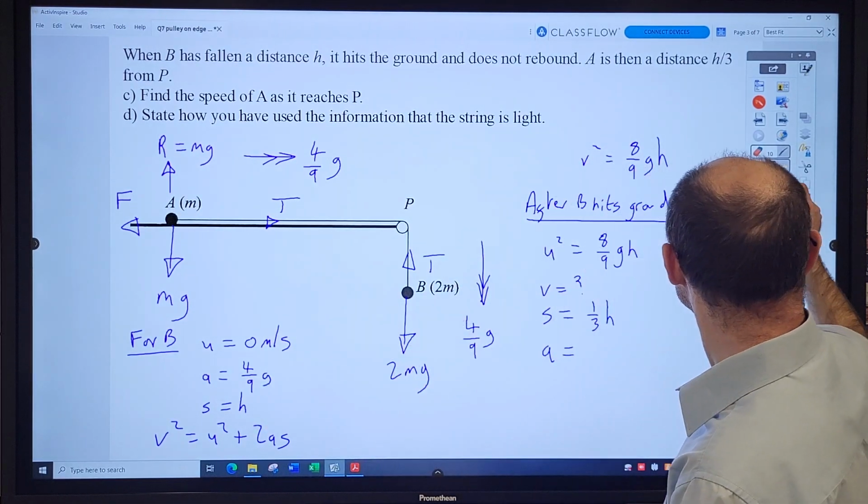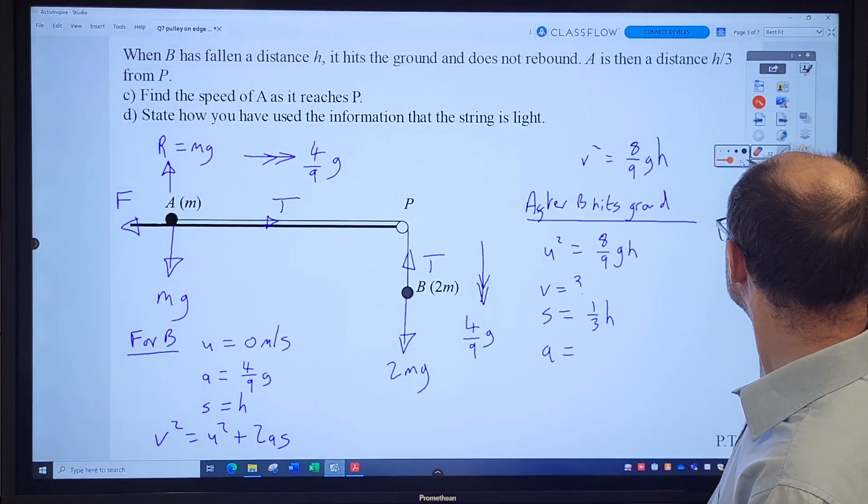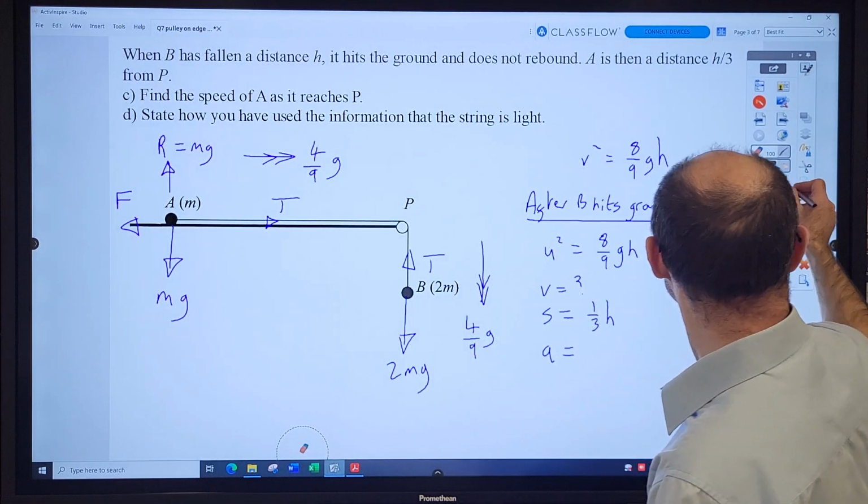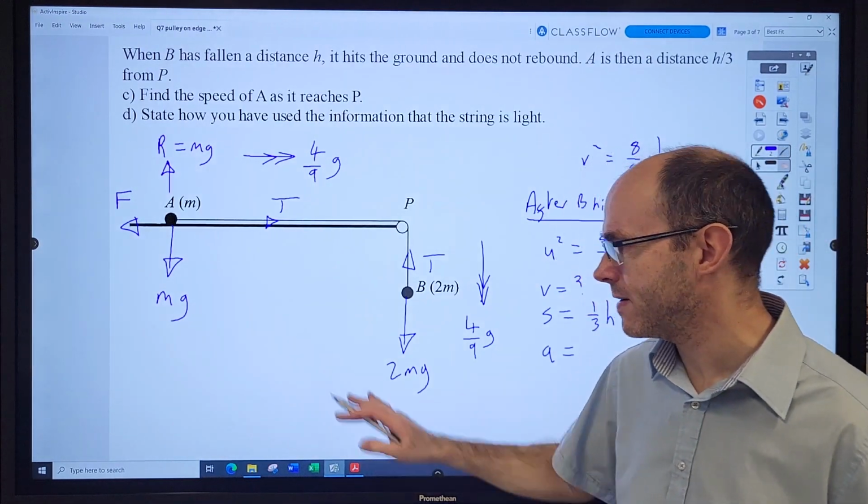I'm going to have to get rid of this, I'm afraid. That's the thing about mechanics questions. I normally need a lot of space for this, and when I'm doing a video, it's a bit difficult, so I have to rub things off.